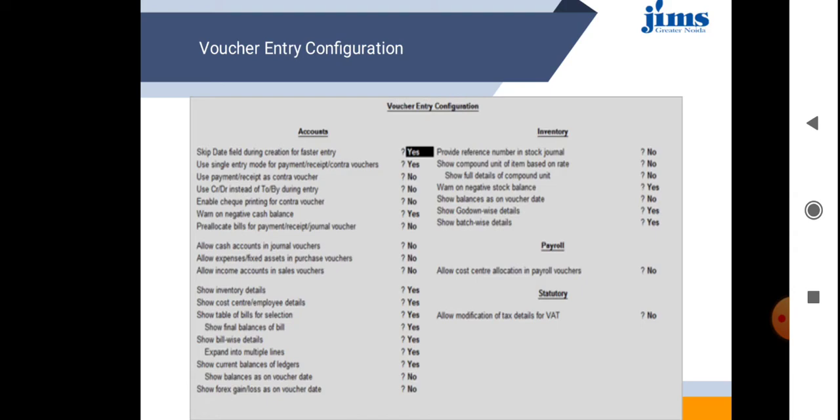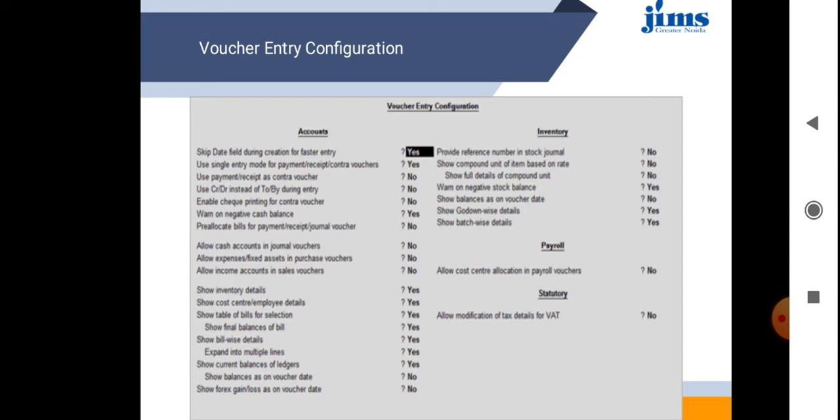Then inventory, we have to provide reference number in stock journals, we keep as no. Then show compound unit of items based on rate, no. Show full details of compound unit, it's kept as no. Warn on negative stock balance, it's yes. Show balances as on voucher date, no. Show godown wise details, yes. Show batch wise details, yes.